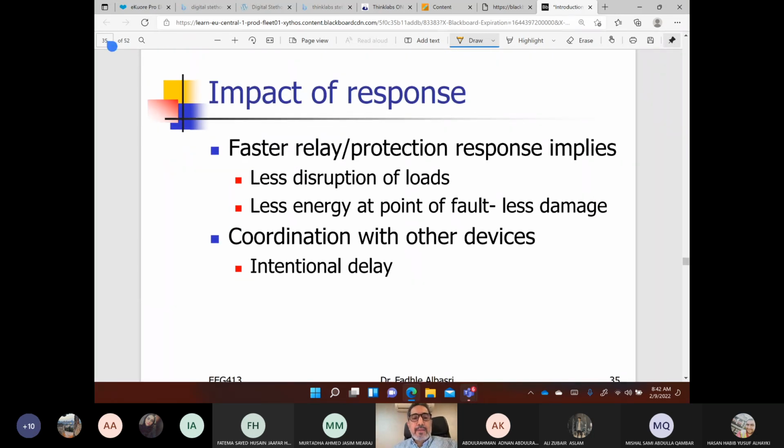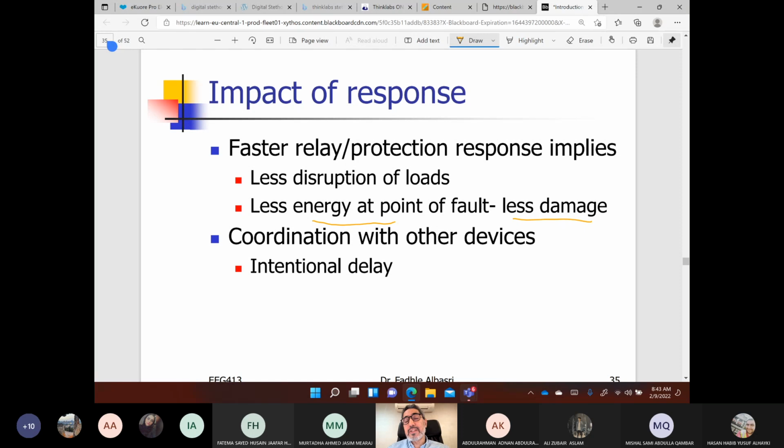So what is the impact of fast response? Fast response will reduce the let-through energy, as I mentioned to you, and so will reduce the damage. There are less disruptions of loads with fast action. Sometimes if you wait longer, not only one equipment gets damaged, other equipment also gets damaged. So you will reduce the number of loads that will be damaged from the faults.